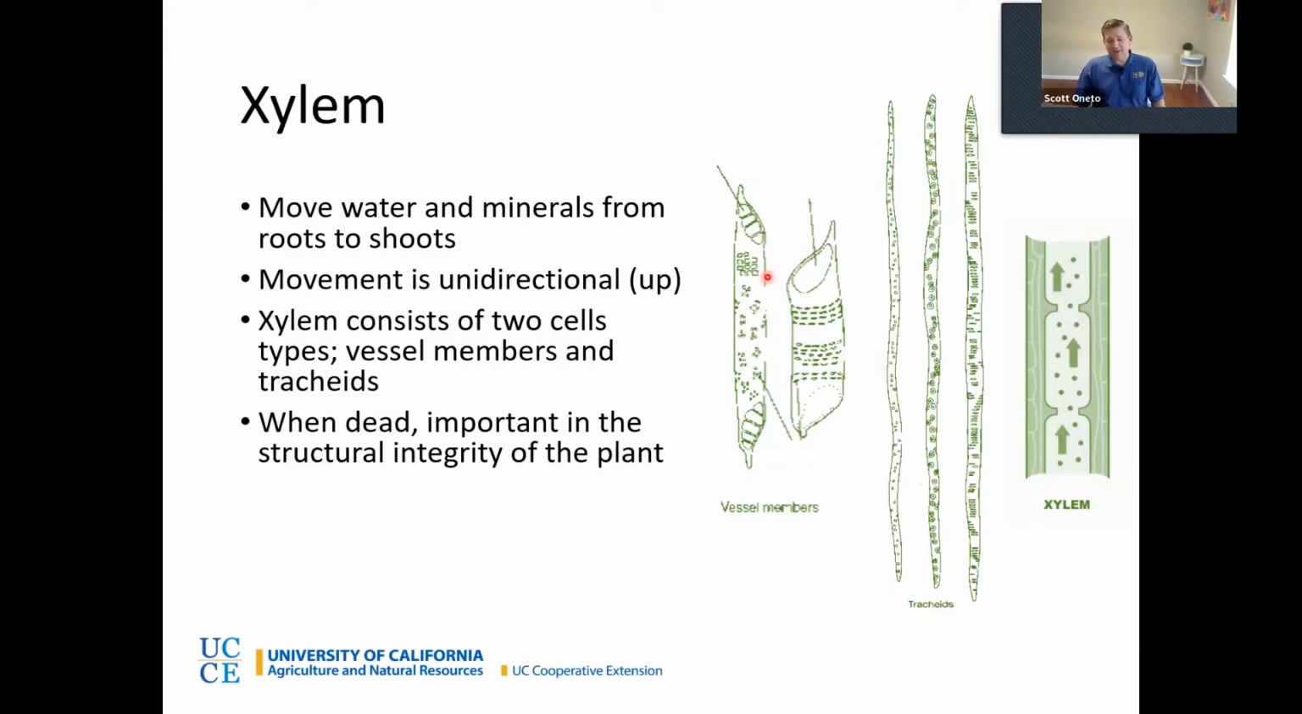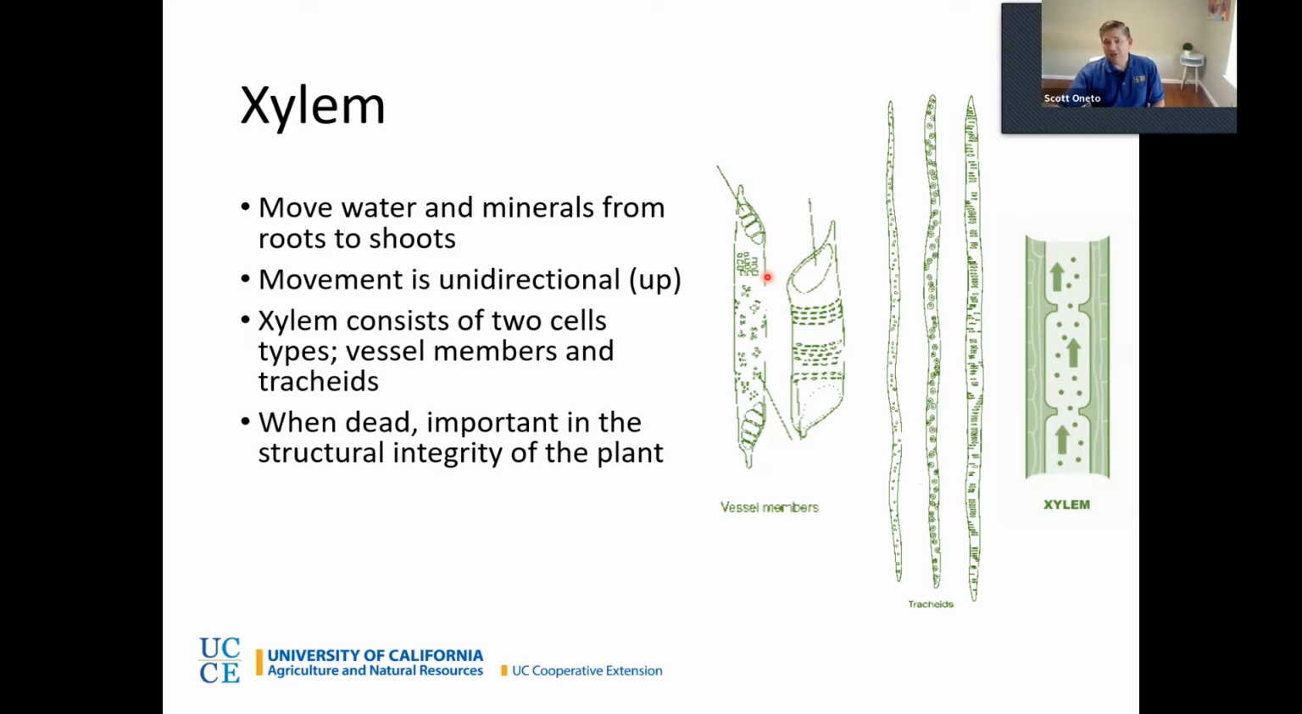So I'm going to talk a little bit about these two different cell types. I mentioned the xylem is one of the parts of the vascular tissue, and it's responsible for the movement of water from the roots up into the stems and the shoots, and then out to the leaves. And the movement of this water is, of course, just one direction. This water moves upwards in the plant. So it moves from the soil into the roots and then up the plant.